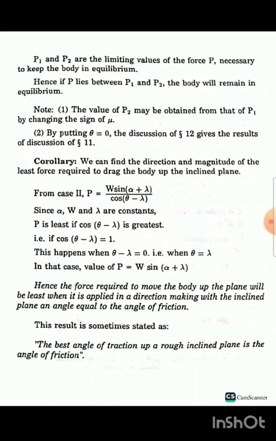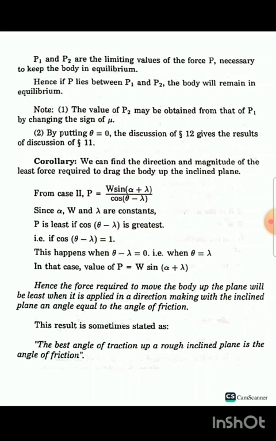From this, the forces P1 and P2 are the limiting values for the force P necessary to keep the body in equilibrium. If P lies between the forces P1 and P2, the body will remain in equilibrium. Note that the value of P2 may be obtained from that of P1 by changing the sign of μ. Similarly, if we put θ as 0, the result gives the previous one.